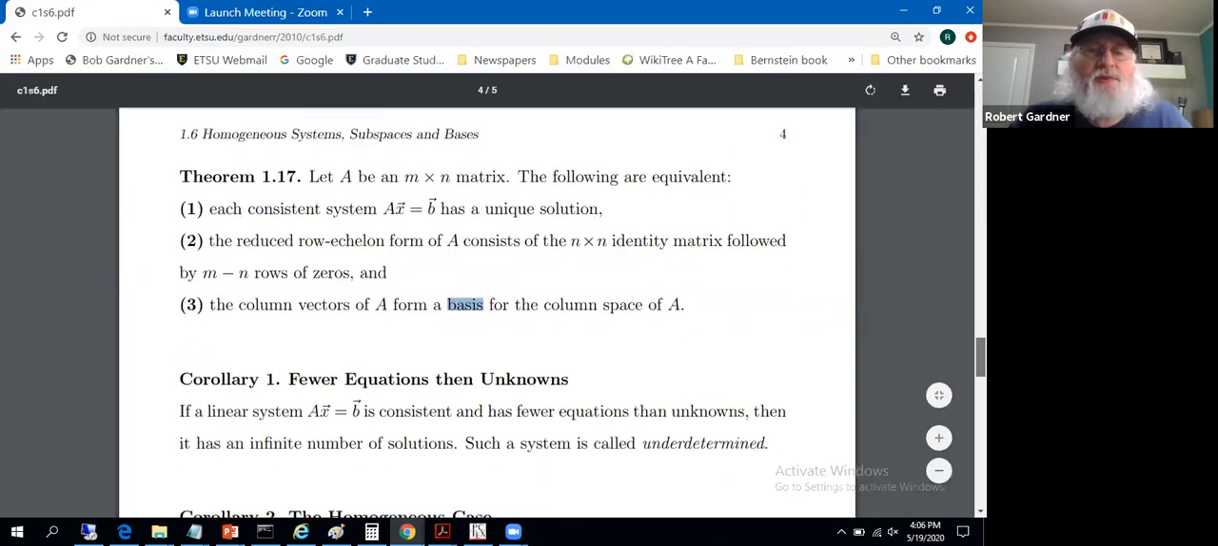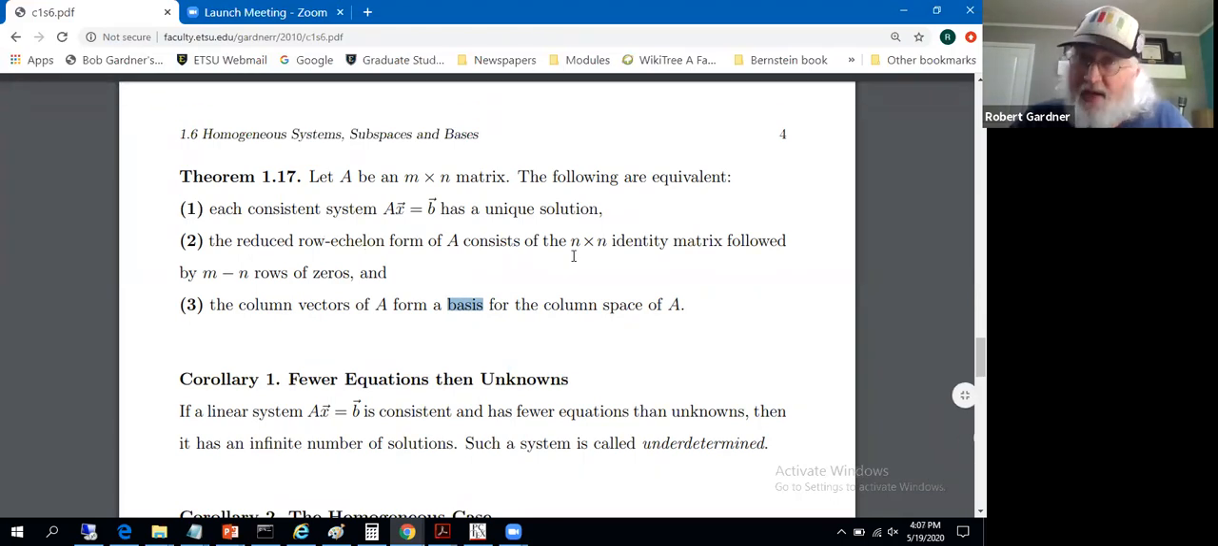So let's see, anything useful computationally here? Could you check and see if the column vectors of A form a basis for the column space? I guess maybe we try to use part 2. Row reduce A and see if you get an identity matrix, a pivot in every column, followed by a bunch of rows of zeros. So that's how we could illustrate or employ property 3 by using row reduction and property 2.